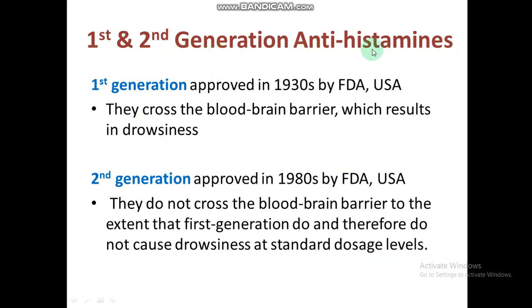First and second generation antihistamines. First generation antihistamines were approved from the 1930s onward by the FDA USA. They cross the blood-brain barrier, which results in drowsiness. It means they have more side effects. The second generation antihistamines were approved in the 1980s by the FDA, and they do not cross the blood-brain barrier to the extent that first generation do, and therefore do not cause drowsiness at standard dosage level. So they are less harmful than the first generation antihistamines.